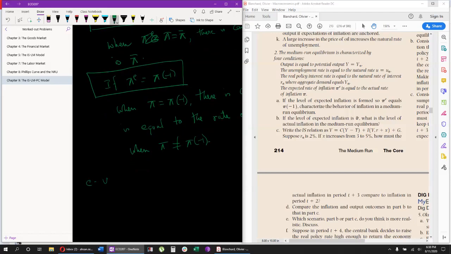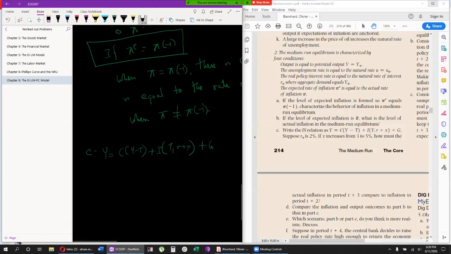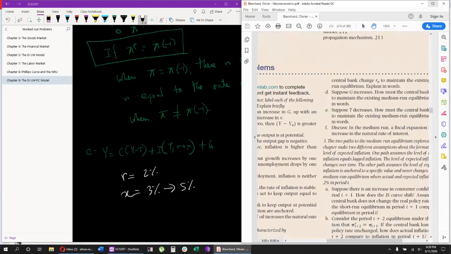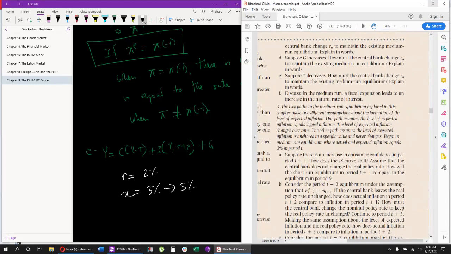So the IS relationship is given by C(Y minus T) plus I, which is a function of Y and r plus x, plus G. Okay. The question says that suppose r is 2%, okay, and x is 3%, and it increases to 5%. The question is, how must the central bank change r to maintain the existing output?